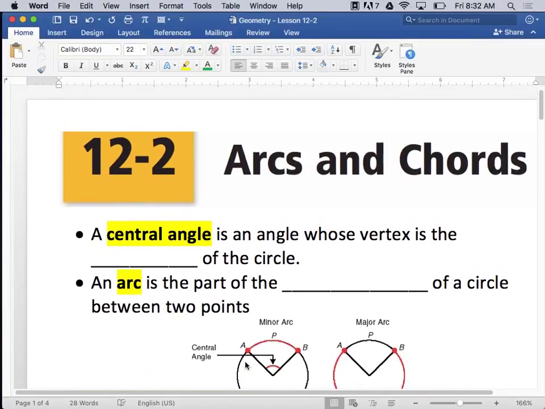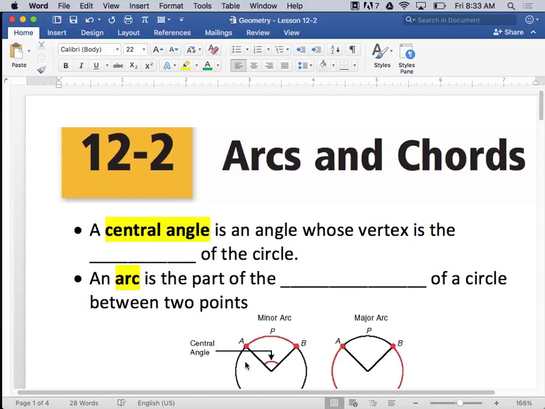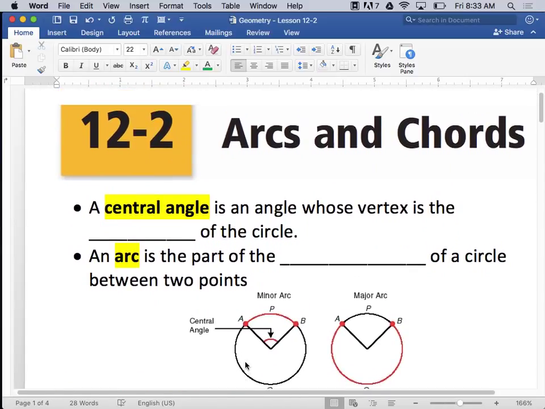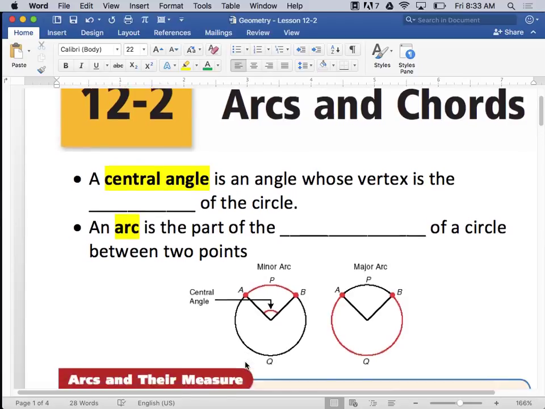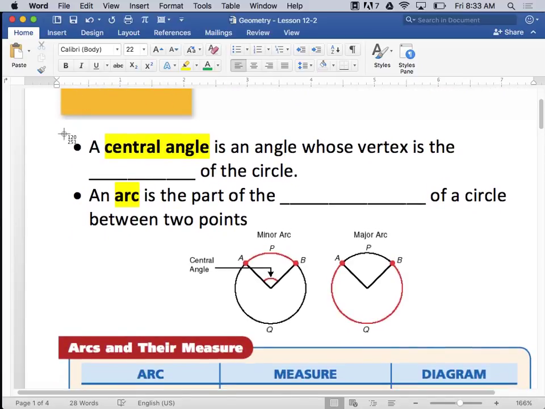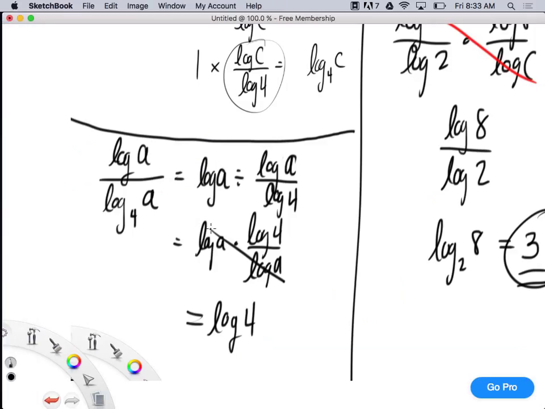Today we're learning about arcs and chords, lesson 12-2. All right? Lesson 12-2, arcs and chords. So the first thing that we have to learn about is called a central angle and an arc. So take a look right there at the top of the screen, or the top of your page.